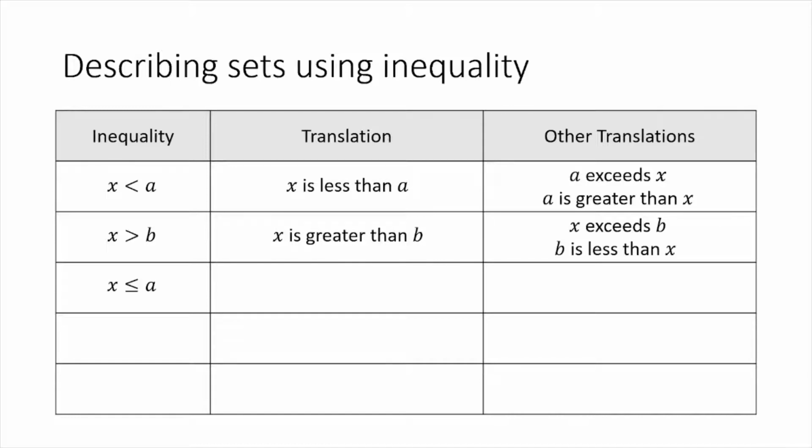Now what if we have X is less than or equal to A? Okay, we can say X is at most A, or X is no more than A. This means that A is the largest or the maximum allowable value for X. So in other words, X can be any real number. We're talking about real numbers in this case. So X can be any real number, and its maximum value is A in this case. Okay, because it says here X is no more than A, or at most A.